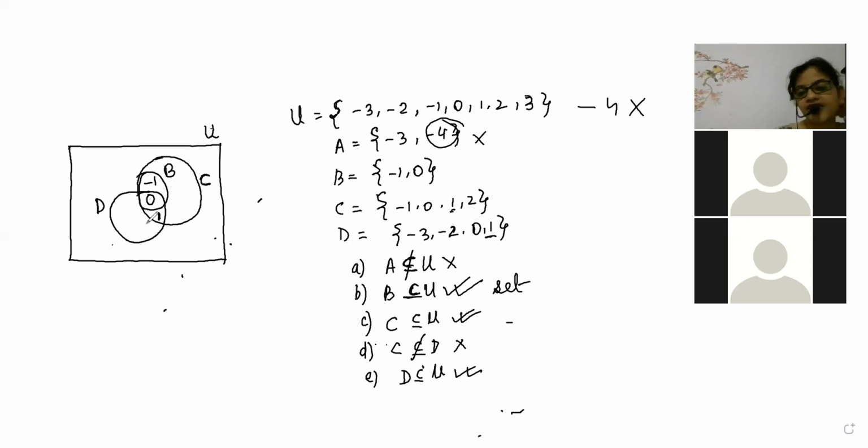Now, D is having some other elements. D is having -3, which is not present in B. D is also having -2, which is not present in B. And the common region of 0 and 1 we have already shared. Now C is having 0, 1, -1, and 2 is the extra element C is having.